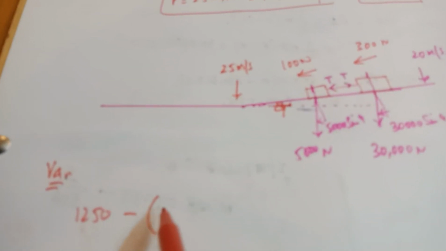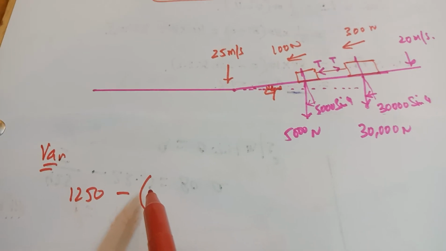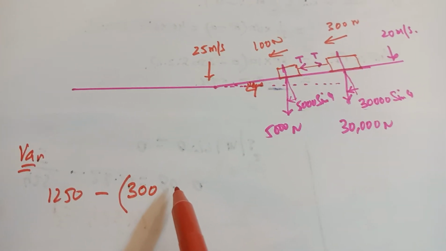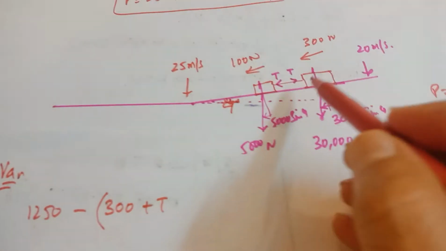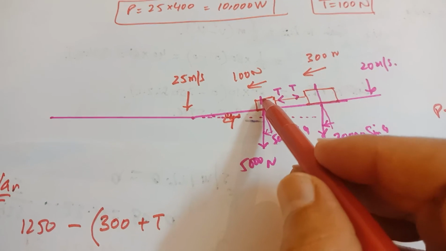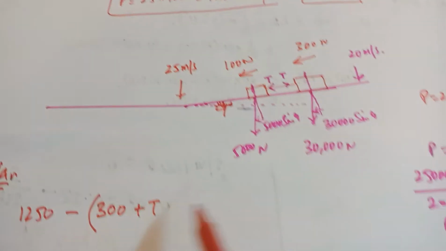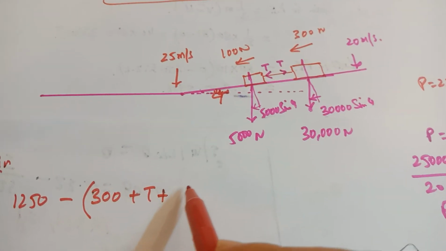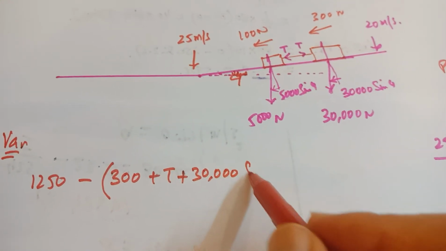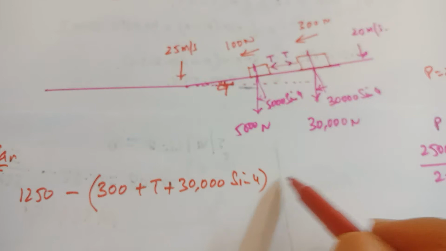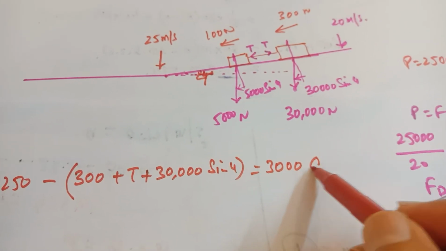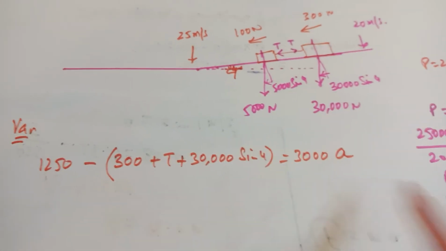Okay, so guys, for the van, I will have that the forward force is 1250 minus, and I'll be writing down all the backward forces over here. First of all, there is a backward force of 300 newtons, that is a frictional force. Then there is the T in this cable, which is pulling this backward because of the trailer's motion. And then we have its weight's component, which is going to be 30,000 sine 4, equal to its mass 3,000 times the acceleration a. That is our first equation.